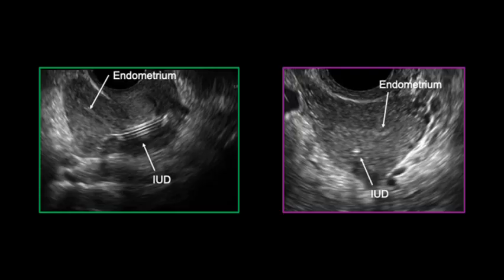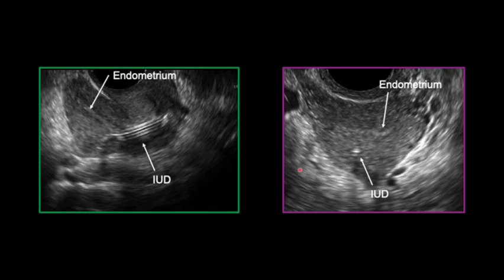Here are a couple of examples of malpositioned IUDs. On the left, highlighted in green, we see a transvaginal approach based on our intracavitary probe footprint with the uterus in the near field here. Also seen and conveniently labeled is an endometrial stripe up here and an IUD with some reverberation artifact present. We can see that the IUD does not lie in the uterine cavity and extend to the fundus, but instead lies lower in the uterus, extending into the endocervical canal, representing a possible misplacement or partial expulsion of the device.